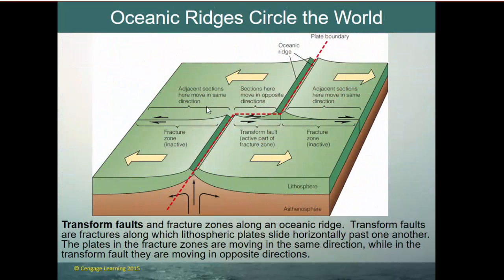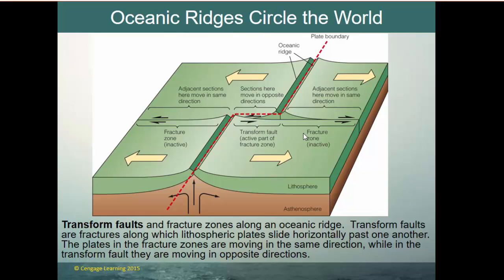Again, because the Earth is a sphere, we can't have one continuous line of a spreading center. So these spreading centers get split and displaced from one another by these transform faults. The transform faults and these fracture zones are along oceanic ridges. Transform faults are the fractures along the lithospheric plates as they slide horizontally past one another.